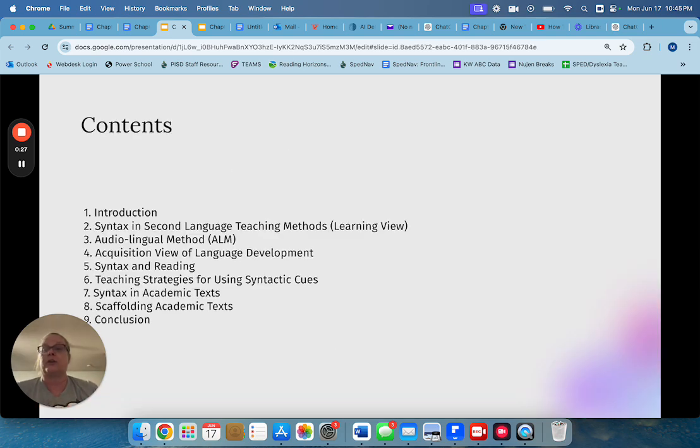So what we're going to look at today is an introduction. We're going to talk about syntax in second language teaching methods, the learning view. We've got a couple slides on the audio lingual method, the ALM, and the acquisition view of language development. We're going to look at syntax and reading. Then we've got a couple slides on teaching strategies for using those syntactic clues, and then syntax in academic text and the scaffolding in academic text, and then a conclusion.